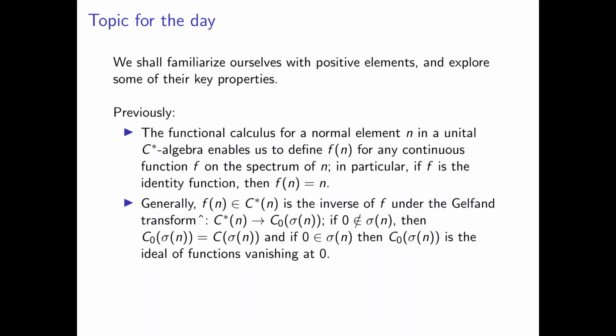Now, mind you, we can still define functions that do not vanish at 0 in this case as well. All we have to do is to add some number times the unit to a function that vanishes at 0, and we get a continuous function that does not vanish at 0. So we can still do these things. I just wanted to note in particular that if 0 is part of the spectrum of n, then this is actually just the set of functions that vanish at 0.